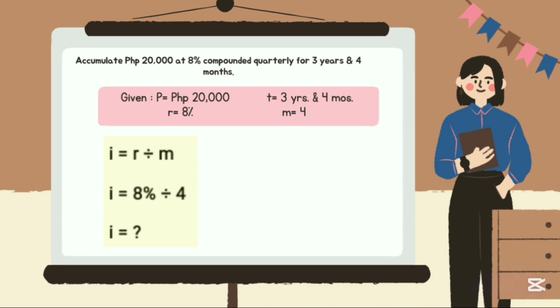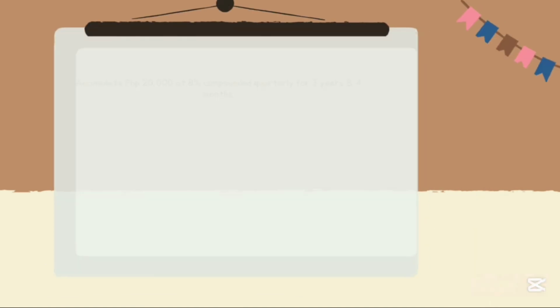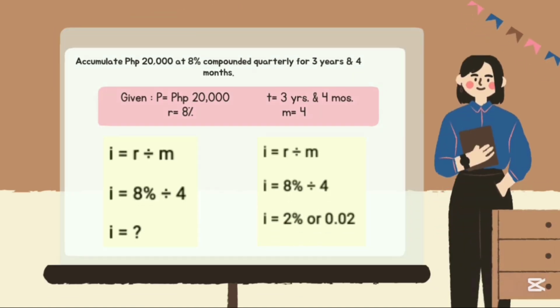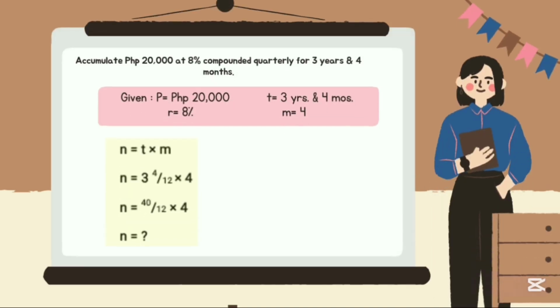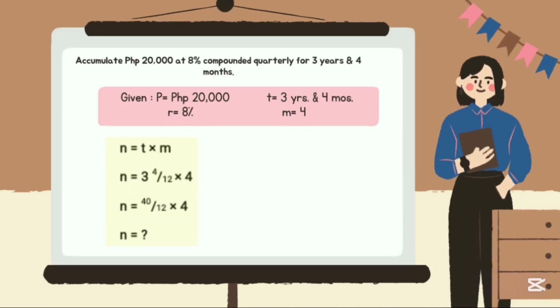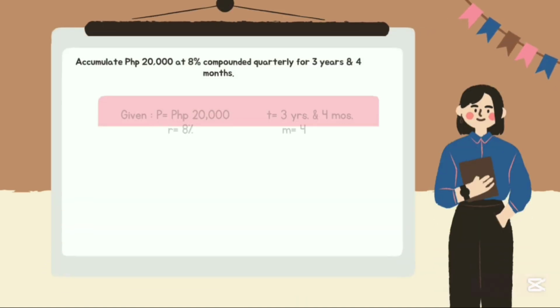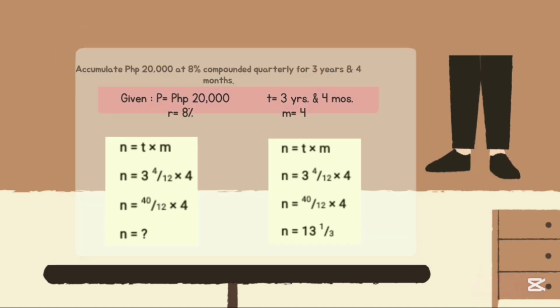In finding the periodic rate, r divided by m, so 8% divided by 4, we got an answer of 2% or 0.02. We will now proceed to the next step, which is n equals time multiplied by m. Our time here is 3 years and 4 months. So 3 and 4 over 12 multiplied by 4 is equal to 40 over 12 multiplied by 4. So we have here the value of n, 13 and 1/3.